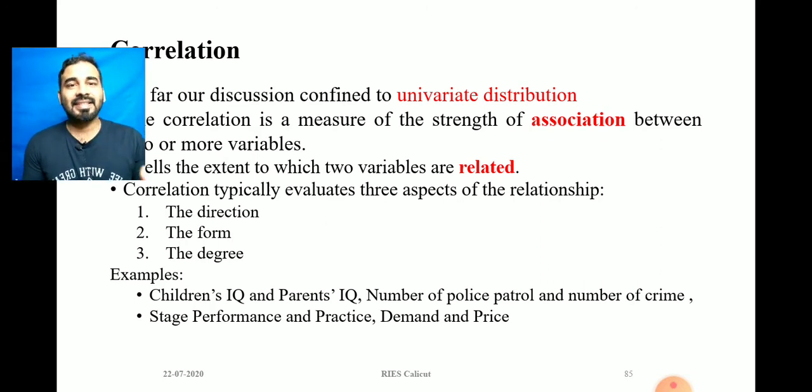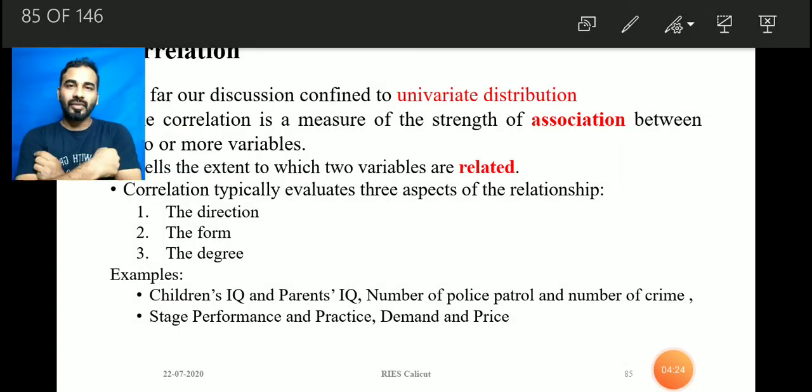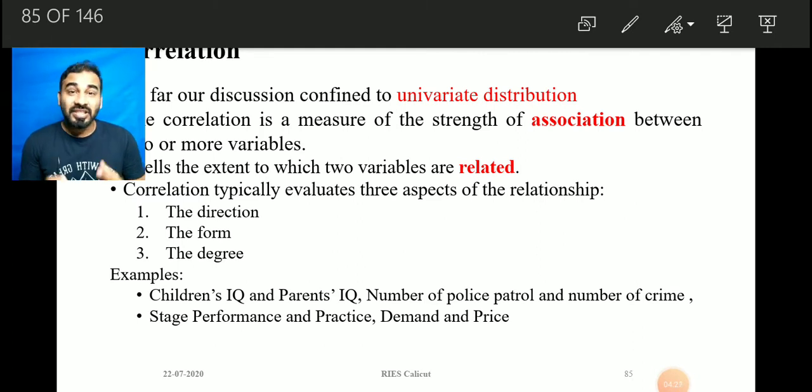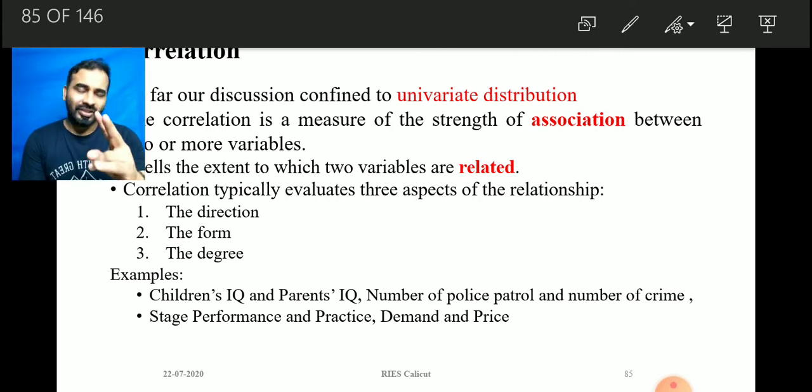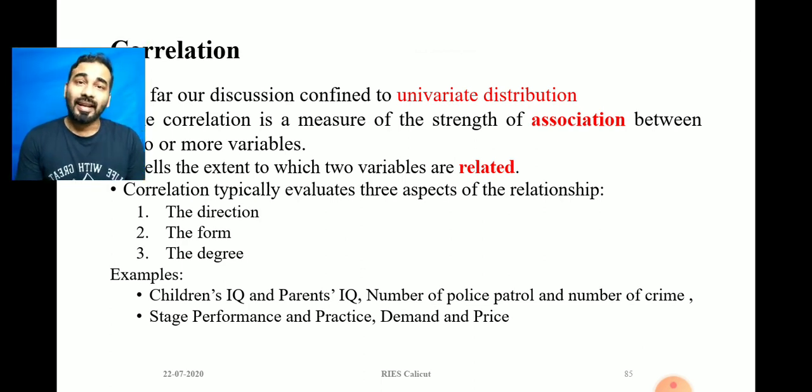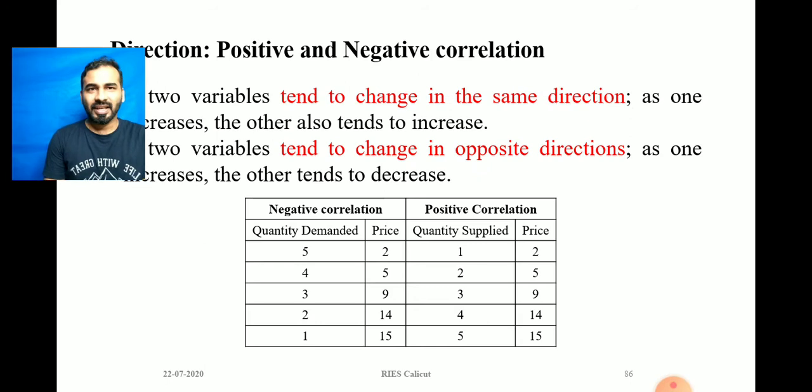Then stage performance and practice. How are these related? If we practice more, then the performance will be better. Then attendance in the class and the class performance. Those who attend more classes are likely to have their marks increase. So in all these pairs of variables there may be a theoretical relationship, and that we can analyze using the method called correlation.